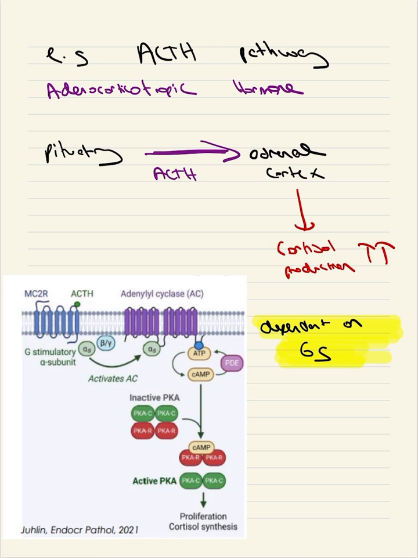An example of this is the adrenocorticotropic hormone. So basically we have the pituitary gland that will produce adrenocorticotropic hormone. This goes to the adrenal cortex and causes cortisol production. And this is just dependent on the GS, okay? So the GS pathway is activated. We have cyclic AMP production, and the cyclic AMP will activate PKA, and PKA is active, which will cause the events for the signaling of the cortisol, okay?